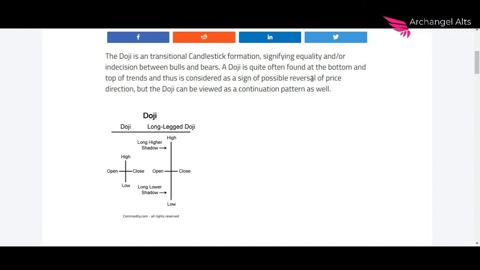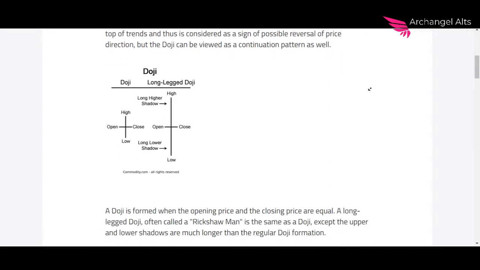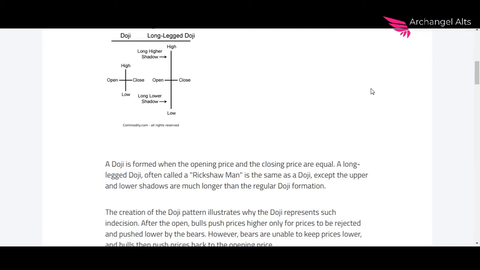A doji is quite often found at the bottom and top of trends and thus is considered a sign of possible reversal of price direction. But the doji can be viewed as a continuation pattern as well. Absolutely. They link together, and it's kind of like if you were learning those three main patterns and you said, okay, well, that's the basics of doji. Imagine if it's an alphabet and you're now linking letters together to form words.